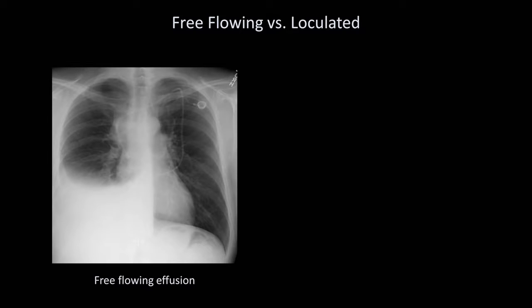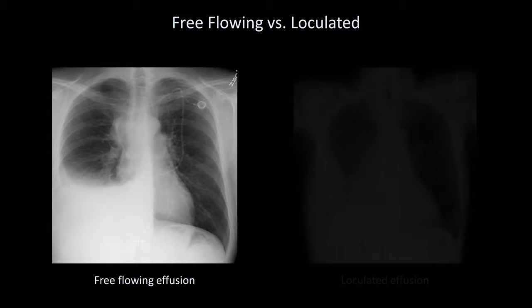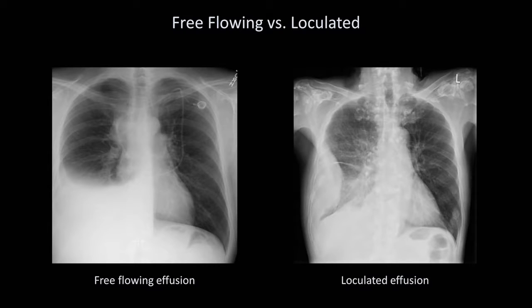When effusions are free-flowing, they make a nice meniscus that adheres to the principle of gravity. When effusions are loculated, they are in an unusual location which seems to defy gravity. Occasionally, when a loculation is this dramatic, it may be difficult to distinguish this from a pleural-based mass without the help of a CT scan.